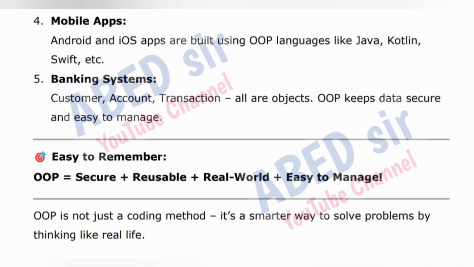4. Mobile apps. Android and iOS apps are built using OOP languages like Java, Kotlin, Swift, etc. 5. Banking systems. Customer, account, transaction, all are objects. OOP keeps data secure and easy to manage. Easy to remember: OOP equals secure plus reusable plus real-world plus easy to manage. OOP is not just a coding method, it's a smarter way to solve problems by thinking like real life.